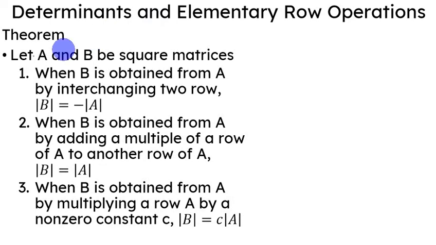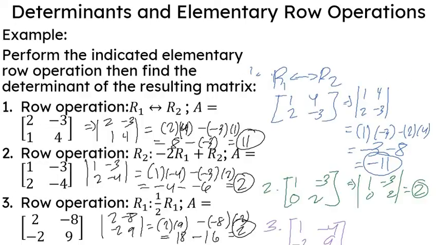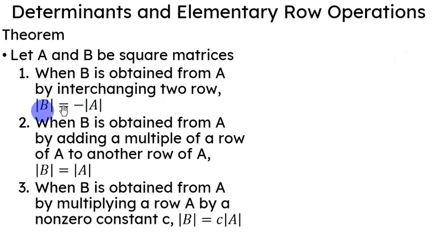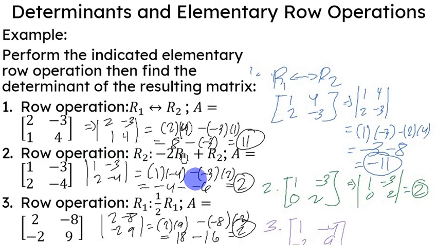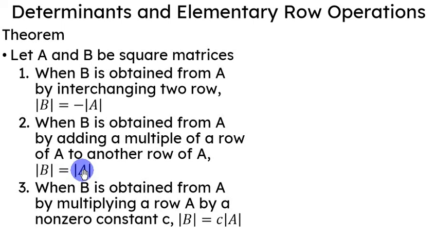And this is a theorem. Let A and B be square matrices. So this is only applicable to square matrices. When B is obtained from A by interchanging two rows, like what we saw a while ago, this is telling us that the determinant of B is equal to the negative determinant of A. However, when you add a multiple of a row to another row, such as this one here, a multiple of row 1 added to row 2 to get the new row 2, the determinant actually stays the same between the original matrix and the resulting matrix.